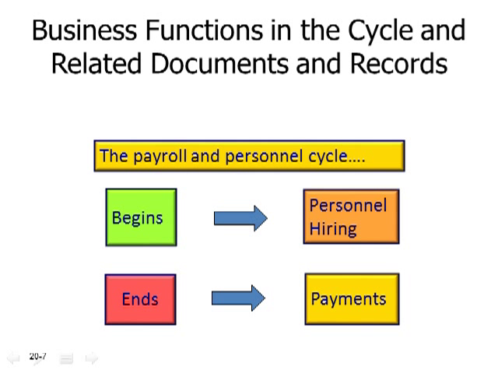And so here we see a few of the business functions in the cycle and the related documents and records. So the payroll and personnel cycle begins with personnel hiring. And at that point in time, we probably have an offer letter to the employee that indicates their start date and their salary or their hourly rate. Then the process continues as the employee works and to the end, whether it's the payroll cycle or at the end of their job, where we end up paying them. And then so we'll talk about some of the accounts and how we test those balances and those transactions from the time an employee is hired until the time we pay them.